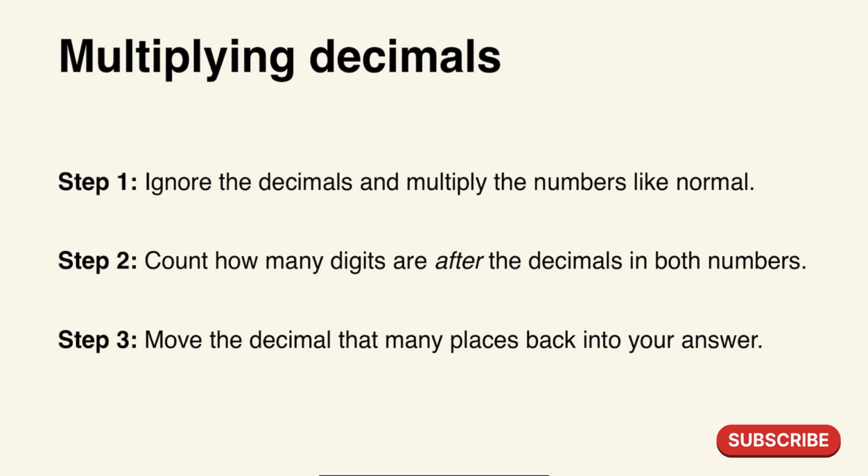This is just a recap of what we have talked about throughout the video. Step 1 to multiplying decimals is to ignore the decimal points and multiply the numbers like normal whole numbers. Then count how many digits are after the decimals in both numbers and move the decimal that many places back into your answer. And that's it. You've just mastered multiplying decimals.